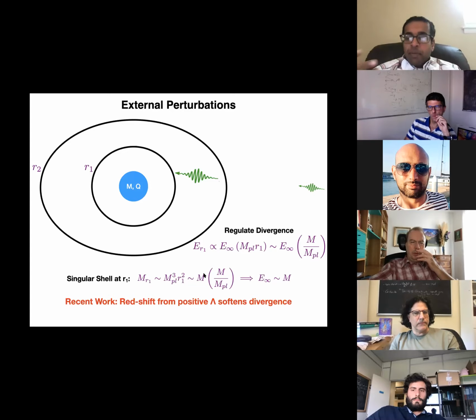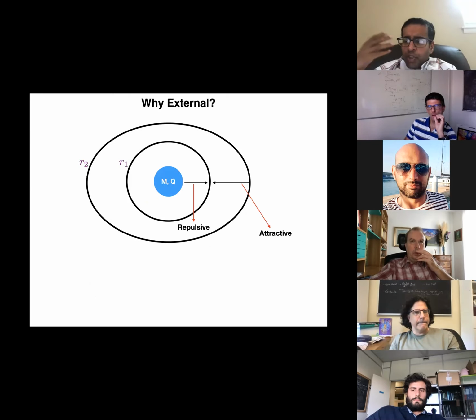So if you believe in external perturbations coming in, do you really believe that something that should be essentially irrelevant, like a positive cosmological constant, should change something with the predictivity of general relativity? So this thing really seems a little bit funny. Is it really external perturbations? But then you should ask, why are we focused on external perturbations?